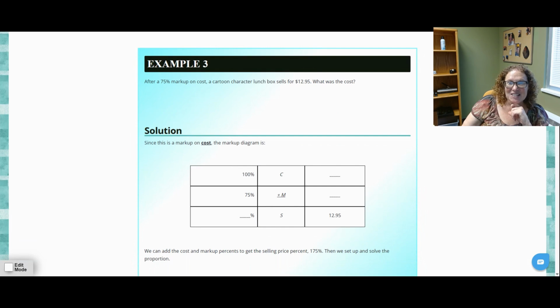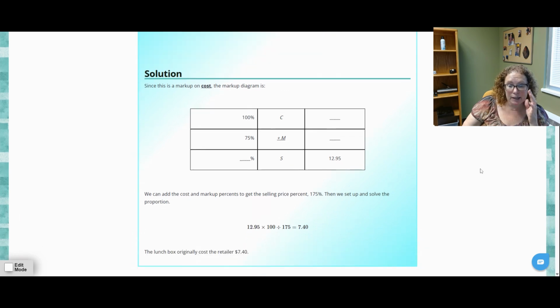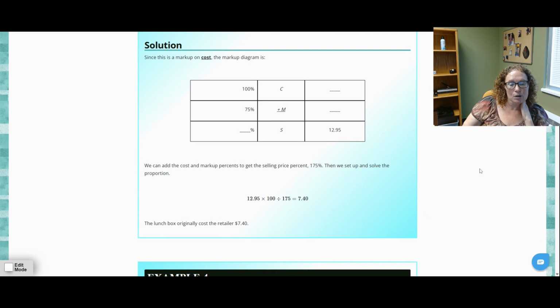Example 3, after a 75% markup, a cartoon character lunchbox sells for $12.95. What was the cost? So this is a markup on cost, and so the base is next to the cost, right? That's where the 100% comes in. And we know that we have the $12.95, so we can cross multiply again or just use the formula straight as it was. So the original cost of the retailer was $7.40.